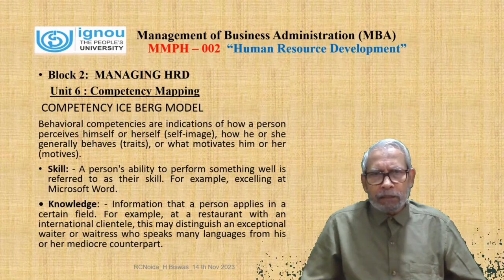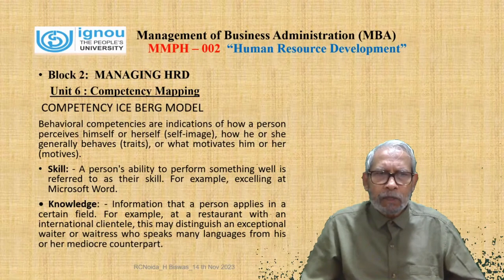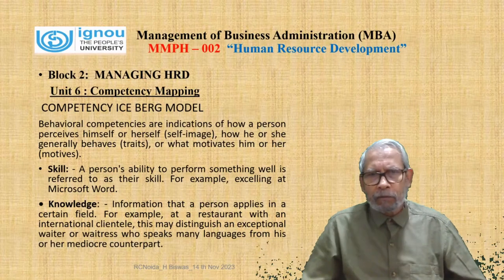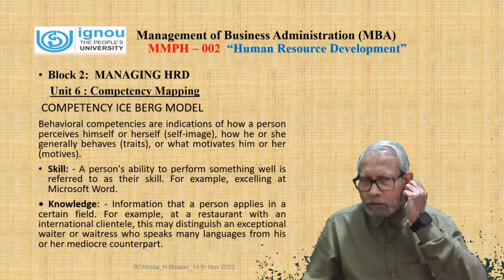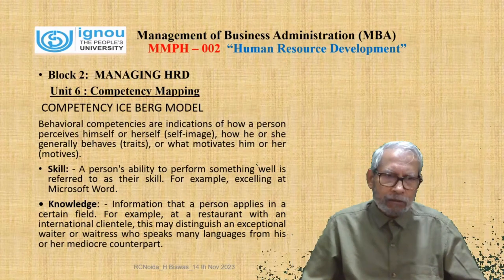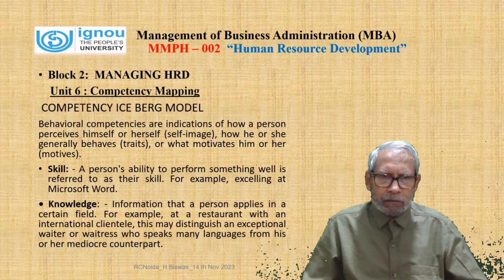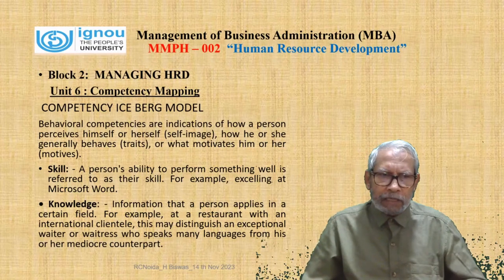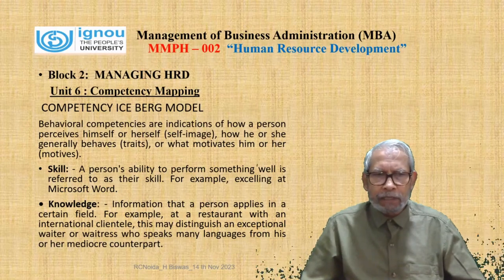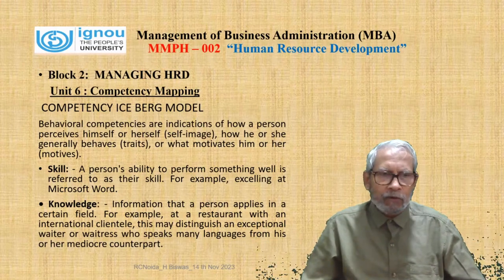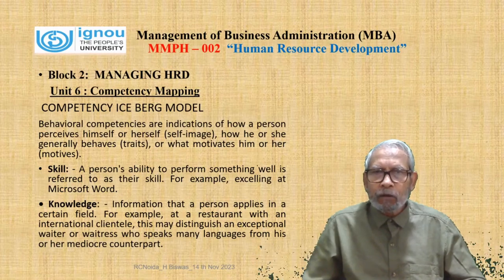Now coming to skill. Skill is basically a person's ability to perform something well. For example, excelling at Microsoft Word. So you excel, you can do it very well. That is your skill. Knowledge is the information that a person applies in a certain field. Suppose, for example, a restaurant where international clients are coming, and a distinguished and exceptional waiter or waitress who speaks many languages. So that is basically his knowledge level.